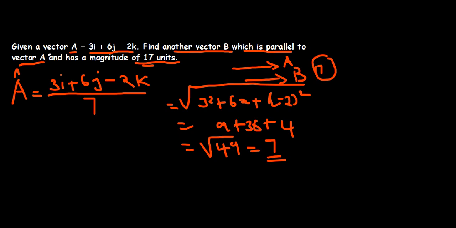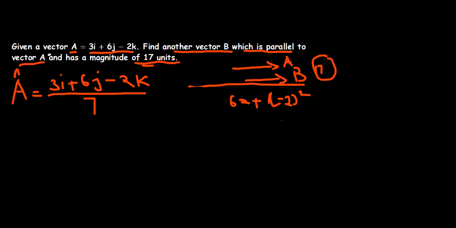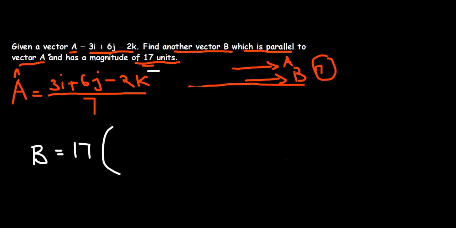Now I'm going to create some space here in order for us to find that vector B, which is parallel to A and has a magnitude of 17. So our vector B is equal to 17 multiplied by the unit vector of A. The unit vector of A you can write as 3i over 7 plus 6j over 7, distributing that 7 in the denominator, minus 2k over 7.